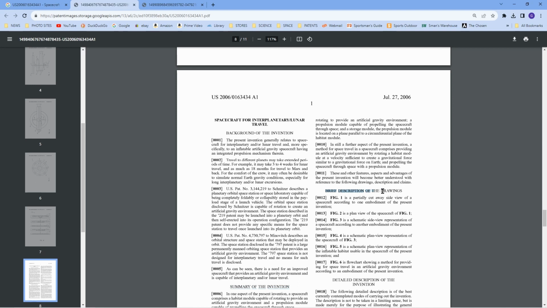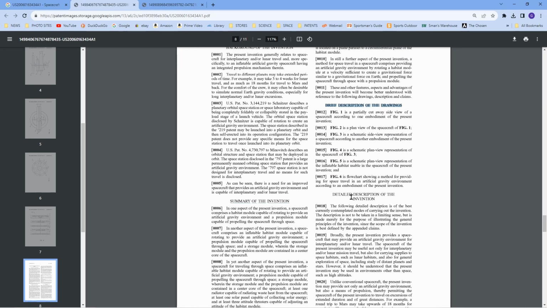Then you also need a brief description of the drawings, and this is separate from the detailed description of the drawings, which is in the body of the application. But you essentially say what figure number you're talking about and describe it in 1 sentence or less. And you can see that done here.